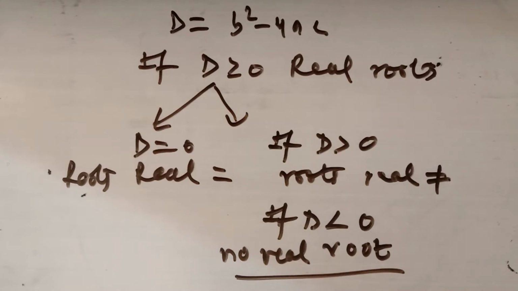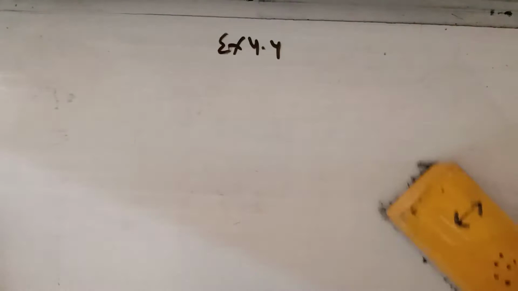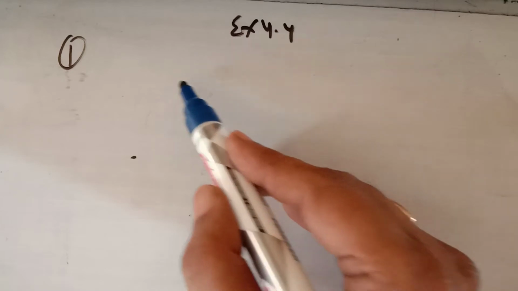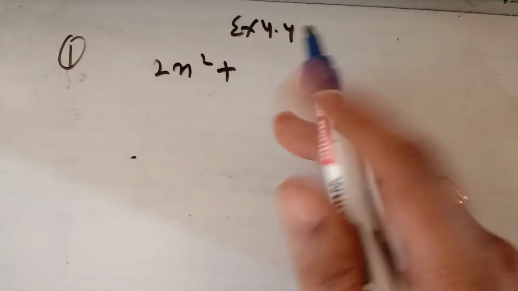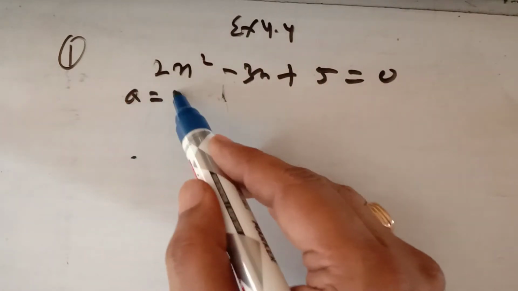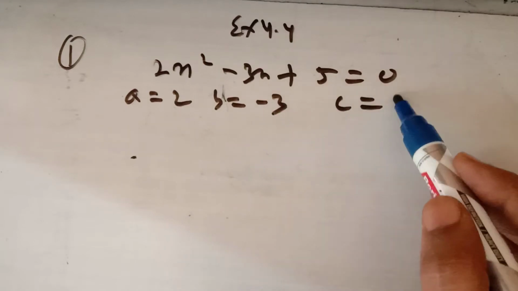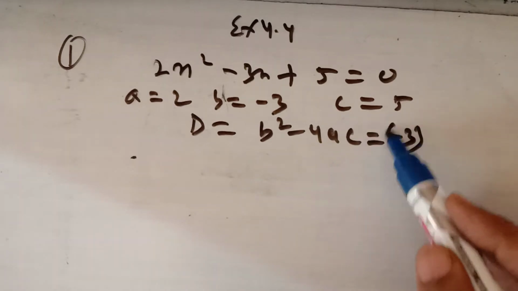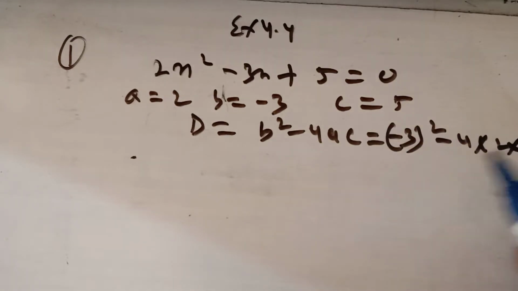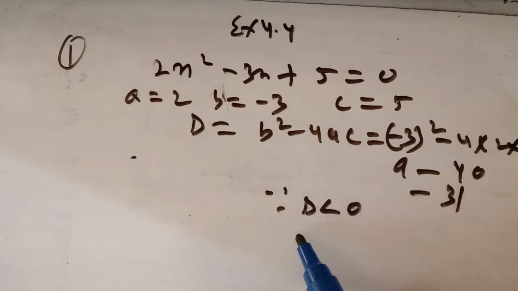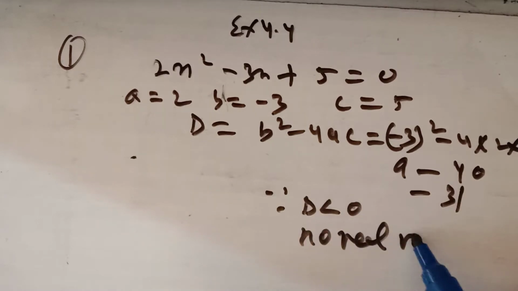This is for exercise 4.4, question number 1. You have to find the nature of the roots. If the roots are real, you have to find them. So it is 2x square minus 3x plus 5 equal to 0. So a is 2, b is minus 3, c is 5. To find D, which is the discriminant, b square minus 4ac, that is 9 minus 4 into 2 into 5, which is 9 minus 40, that is minus 31. Because D is less than 0, there are no real roots. So you don't have to find the roots.